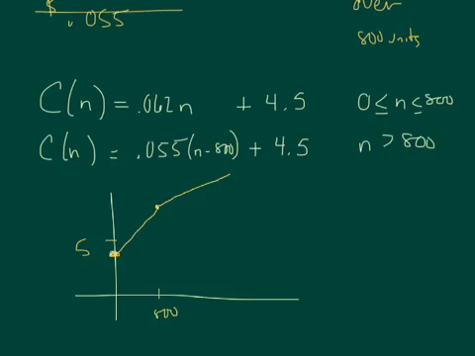So the slope initially is what value? Who can tell me based on the equations? What's the slope here? 0.062. Between 0 and 800, in the beginning part, you pay more money, 6 cents per unit. But after that, you only pay 5.5 cents per unit, so it's a slower slope.